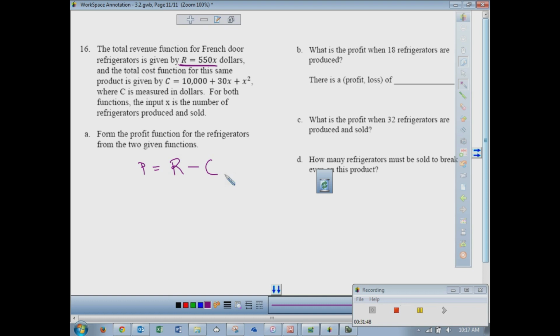These type of problems aren't going away. This profit, revenue, cost. They're trying to introduce that to you because it's new to you, right? Profit is the money you make, which is called revenue, minus your cost. So wouldn't profit equal revenue, which is 550x? Everyone cool with revenue being 550x? Then I have to subtract away the entire cost function, so I need to make that a quantity because I'm subtracting the whole thing.